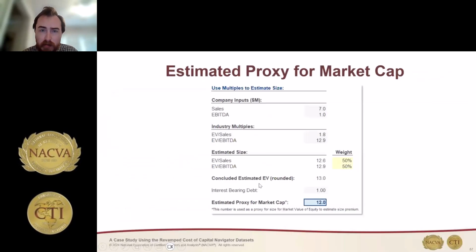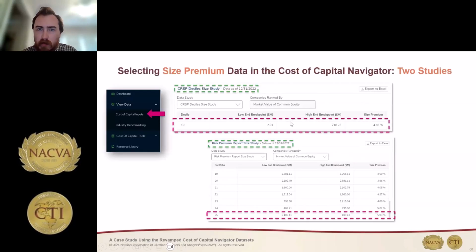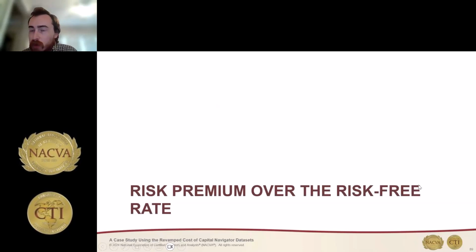So once we have our size, then here we can select, based on the bucketing. So we're about 12 million. So we're going to fall between the 2 and the 218 million, and then apply the size premium from the smallest bucket. So this is the first study, the CRSP decile size study. We're going to look at an alternate size study as well, the Risk Premium Report size study, and then we can see the premium that would need to be applied there. So now we'll advance to the risk premium over the risk-free rate, which Kevin Madden will talk about.